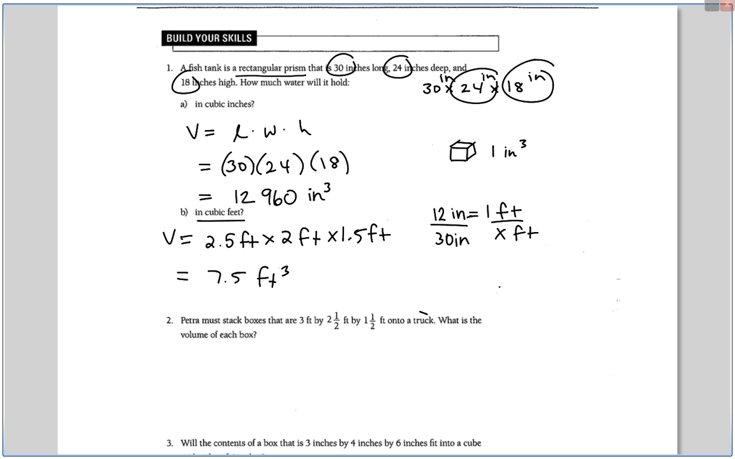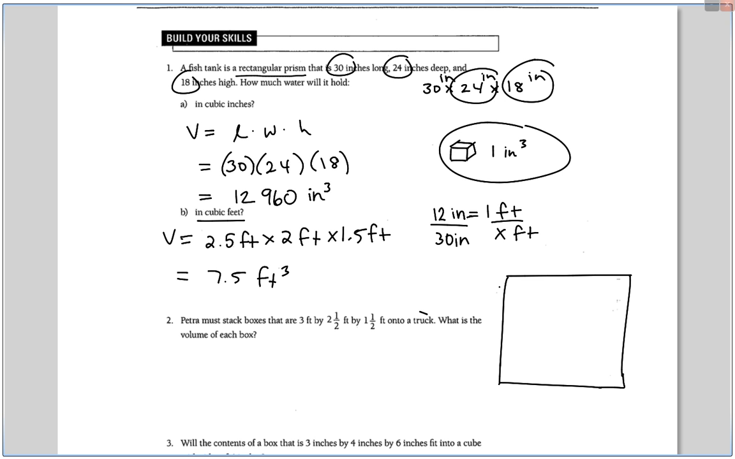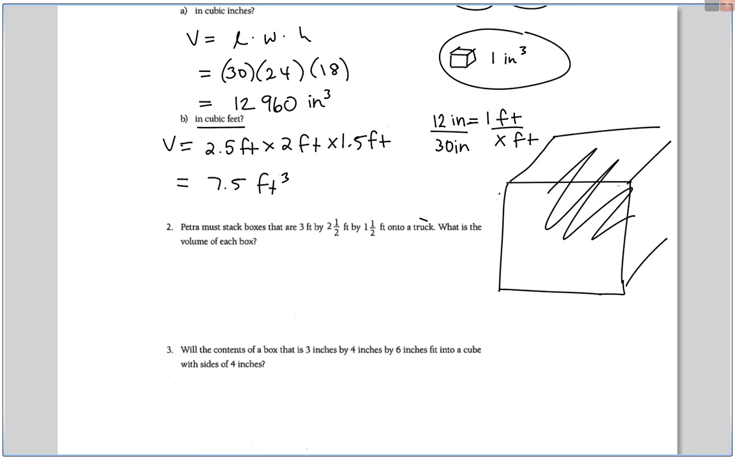Now a cubic foot is a little bit different than a cubic inch. You'd have a foot wide, a foot length, make your square for that, and then you'd have a foot into the page, and basically you'd have this 3D shape that's a foot by a foot by a foot, much larger than an inch by inch by inch. So you'd have 7.5 of these large cubes to fit the fish tank.